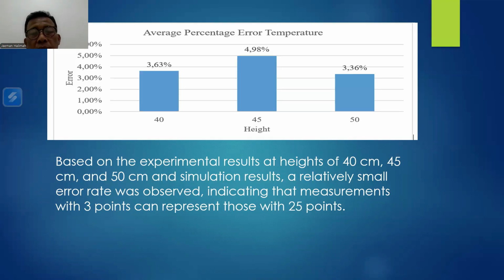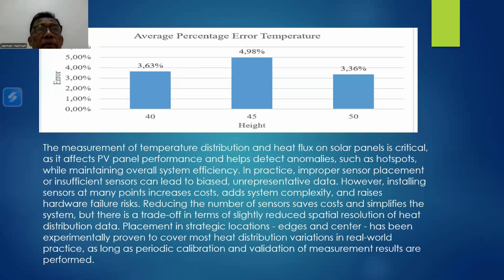Based on the experimental result at height 40 centimeter, 45 centimeter, and 50 centimeter simulation result, a relatively small error rate was observed, indicating that measurement with 3 points can represent those with 25 points. This is the average percentage error temperature.